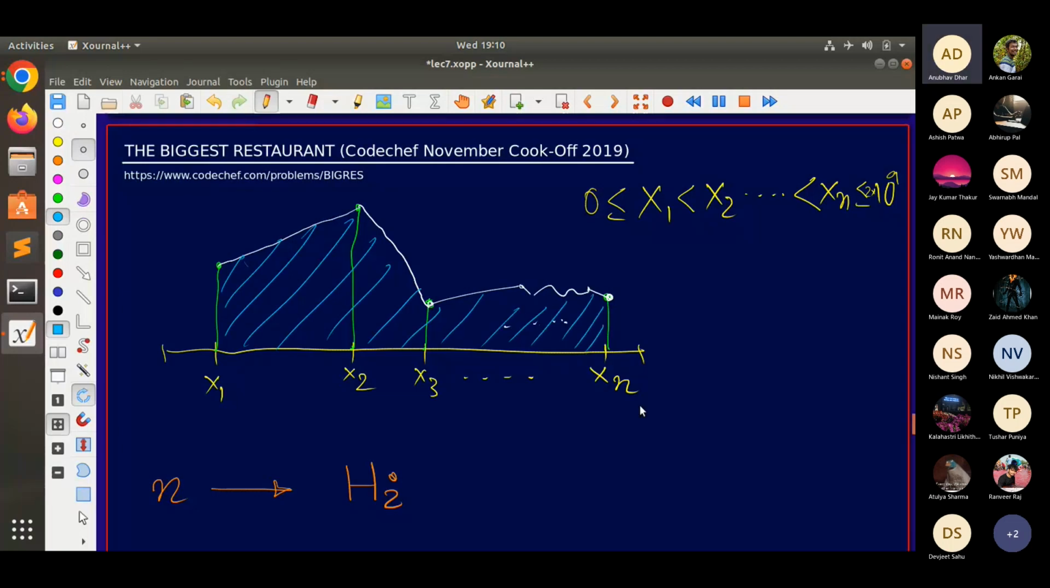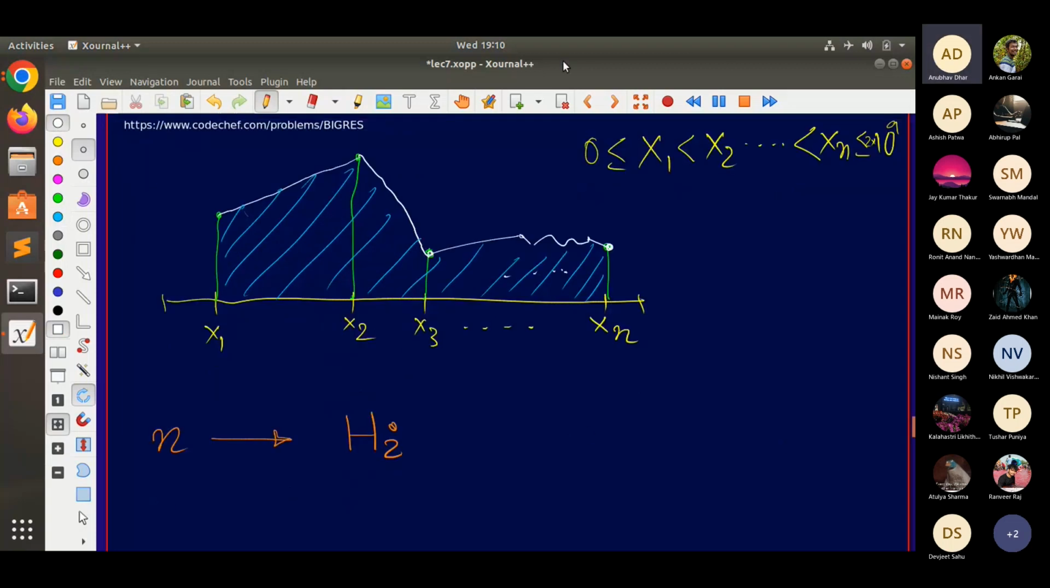So is the problem clear? You are given n coordinates, you want to place n poles in these coordinates, and you want to draw this particular polygon and maximize its area. Any questions regarding the problem statement? Okay, so I'll assume that the problem statement is clear. So these particular heights are given to you.